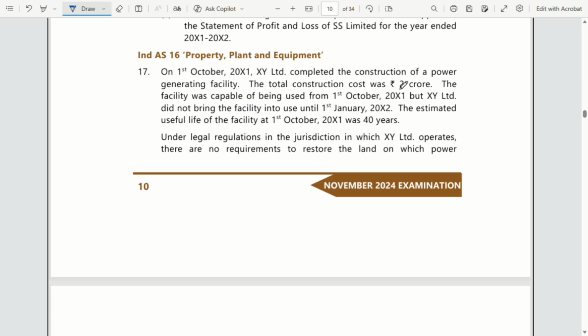October 2001, XY Limited completed the construction of power generating facility. The total construction cost was rupees 2 crore. The facility was capable of being used from 1st October 2001, but XY Limited did not bring the facility into use until 1st January 2002.